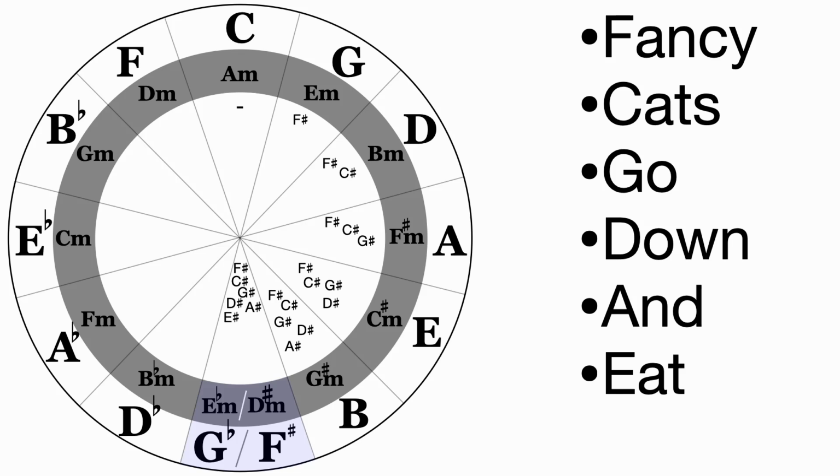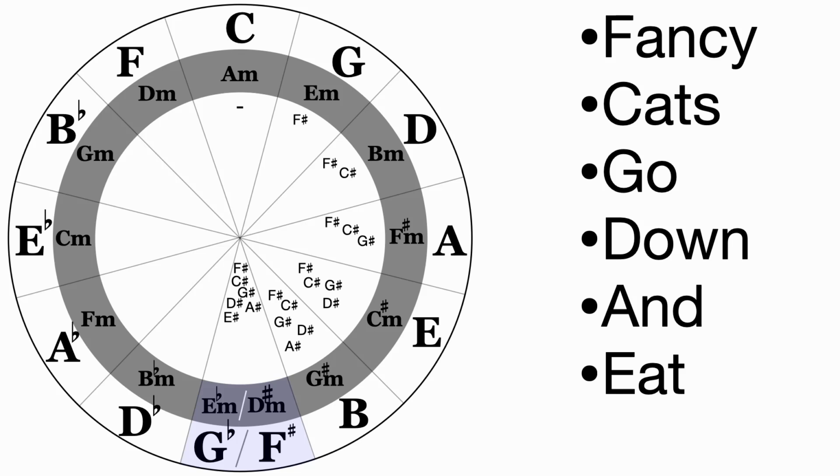So G has one sharp, it's the F. D major has two sharps, it's the F and the C. A major has three sharps, the F, the C, and the G, and so on and so forth, right? Now, up to where we are right now in F sharp major, which has six sharps, this is where the circle of fifths kind of stops.